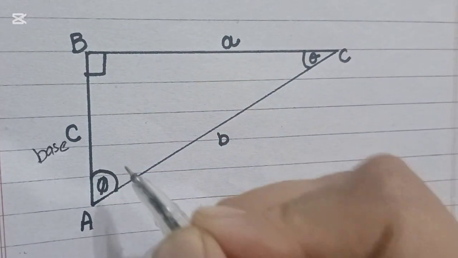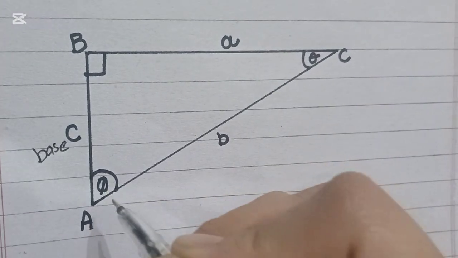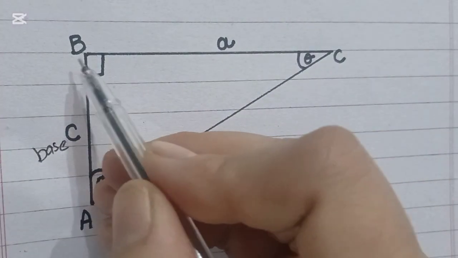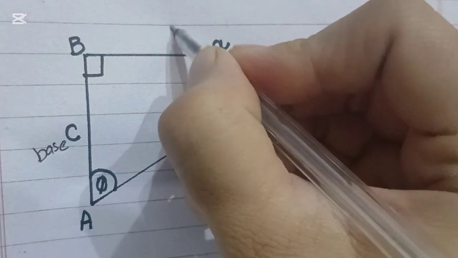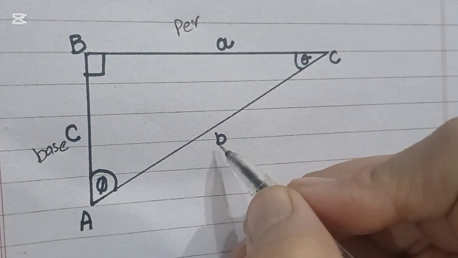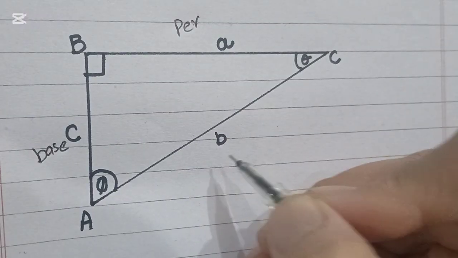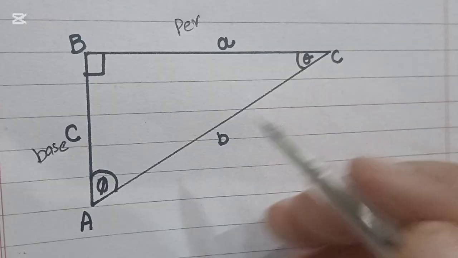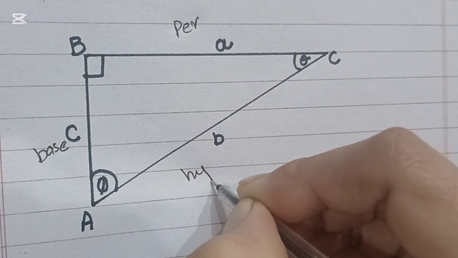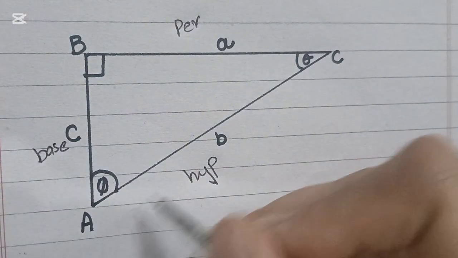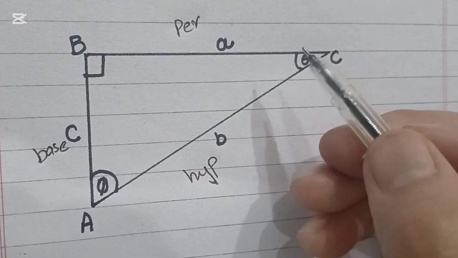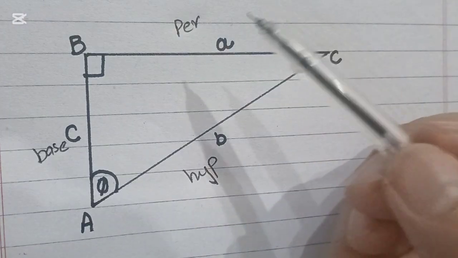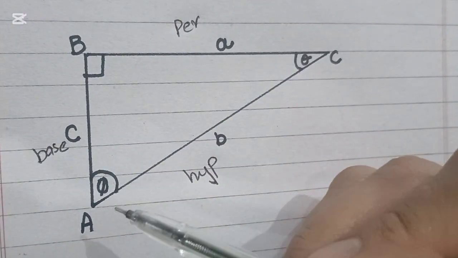Now we are going to calculate the trigonometric ratios on the basis of phi angle. The other straight line, opposite the phi angle and having the 90-degree angle, is our perpendicular side. The hypotenuse side always remains the same, which is opposite the 90-degree angle and is the longest side. So the hypotenuse remains the same on the basis of theta and phi; only the perpendicular and base change.